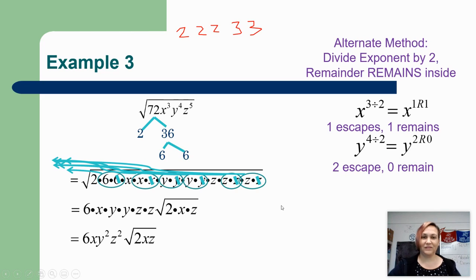And then let's finish it up with that z. So 5 divided by 2, 2 goes into 5 2 times with 1 left over. So again, for the z, 2 escape, 1 remains. So this is an alternative method that you could use whenever you have exponents.